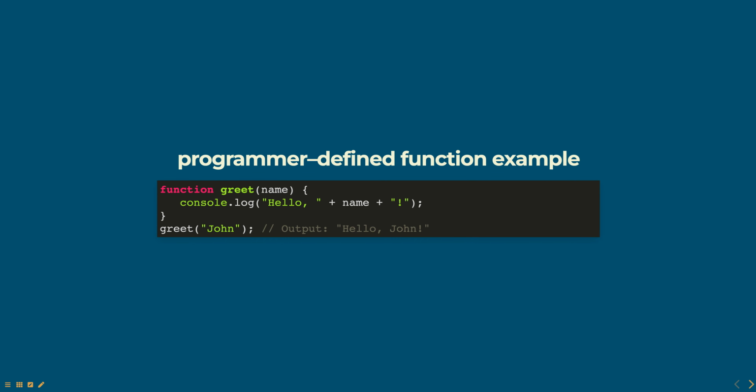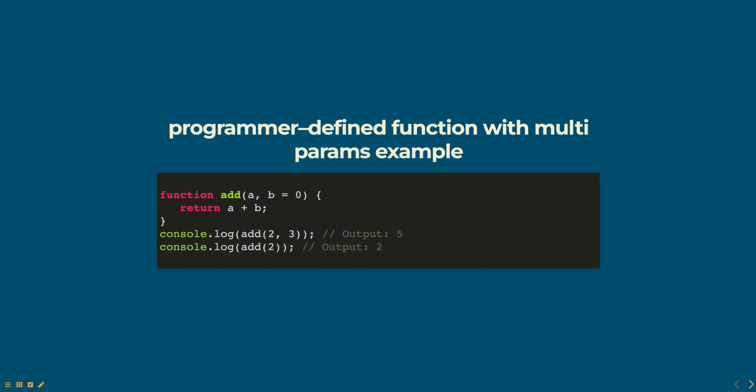Programmer-defined functions can also take multiple parameters, have default values for the parameters, or have no parameters at all. And they can also return a value using the return keyword. In the example, the add function takes two parameters, a and b. The parameter b has a default value of 0. So if the second parameter is not provided when the function is called, it will be assumed to be 0.